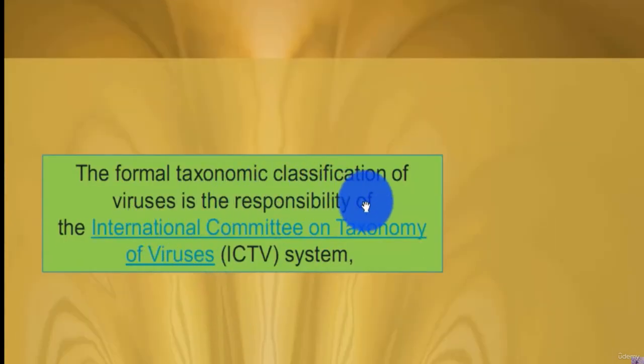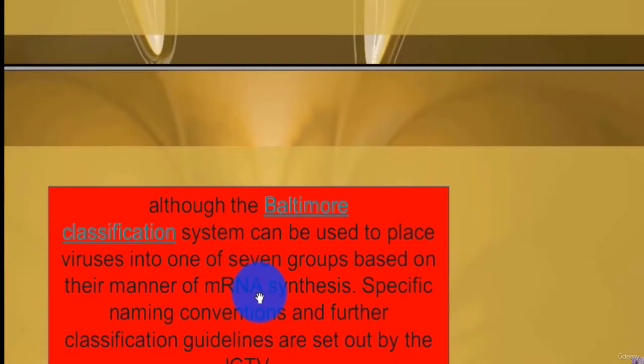The formal taxonomic classification of viruses is the responsibility of the International Committee on Taxonomy of Viruses, ICTV, although the Baltimore classification system can be used to place viruses into one of seven groups based on their manner of messenger RNA synthesis. Specific naming conventions and further classification guidelines are set out by the ICTV.